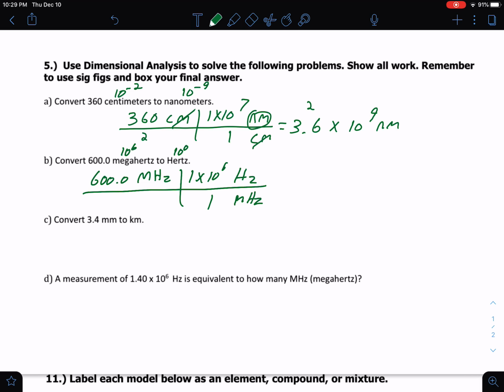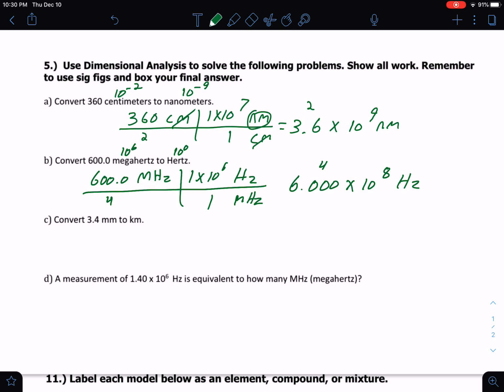And I get 6.000 times 10 to the 8th. This is in hertz, so we're done there. The reason why I have so many zeros is because I had 4 significant figures to begin with, so I need to have 4 in the end.